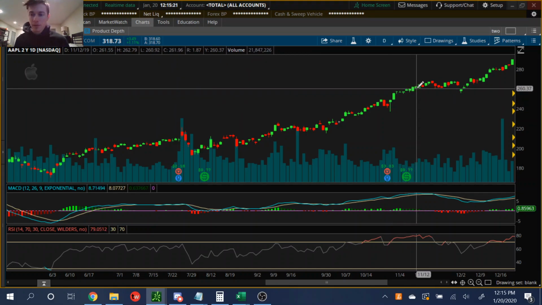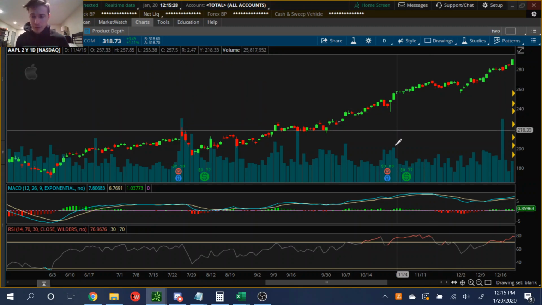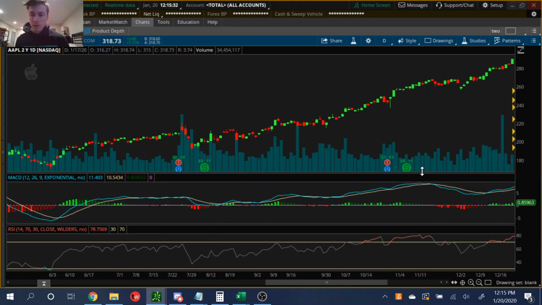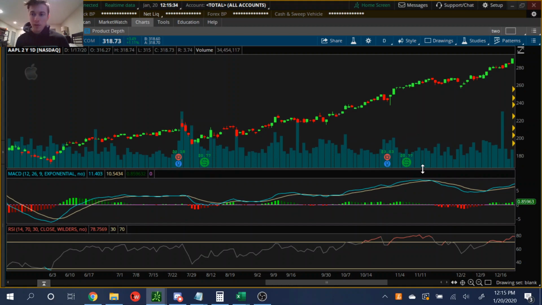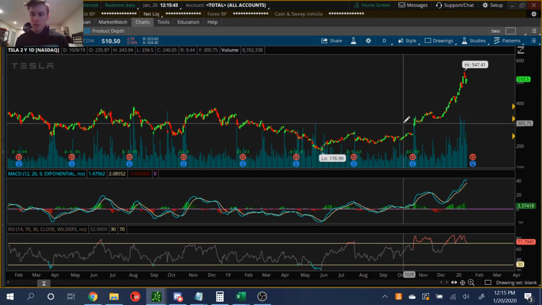You can see Apple goes on to continue making higher highs. As a price action trader, that's exactly what we'd expect. But as someone using an RSI or a MACD, this is a time where you say, oh, it's looking scary up here. I don't want to invest here. I don't want to trade here. This looks really scary. You can make the same case for literally anything in this bullish run we've had. Tesla is a very, very good example.